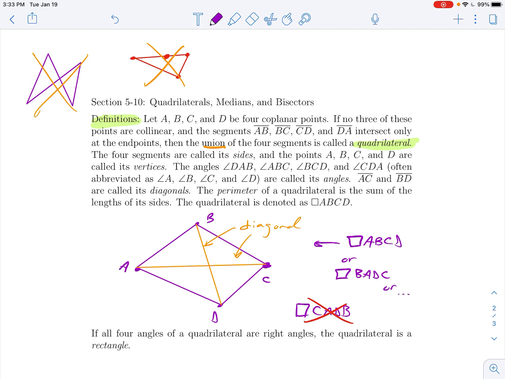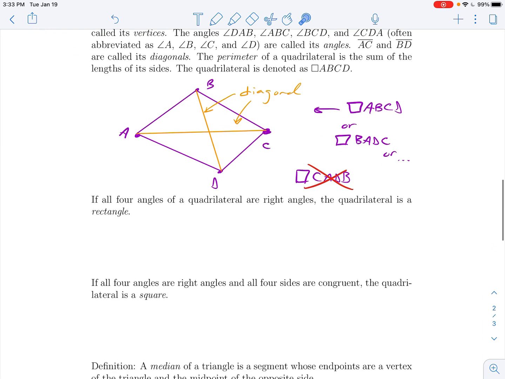So basically just pick which point you want to say first, and then pick an order, and then list them in order. But just like we wrote the triangle symbol for a triangle, we'll write this little box for a quadrilateral. And even though that box looks perfectly square, we're not saying it means square, it just means quadrilateral.